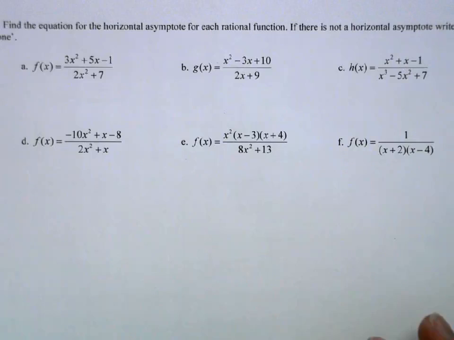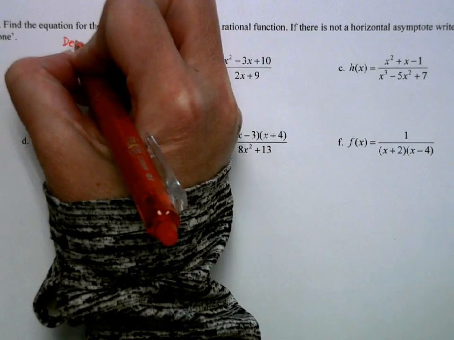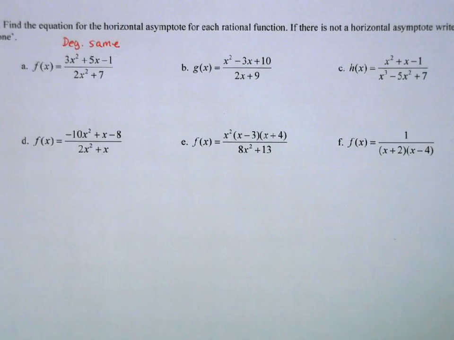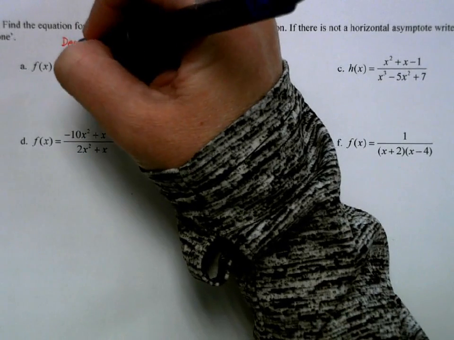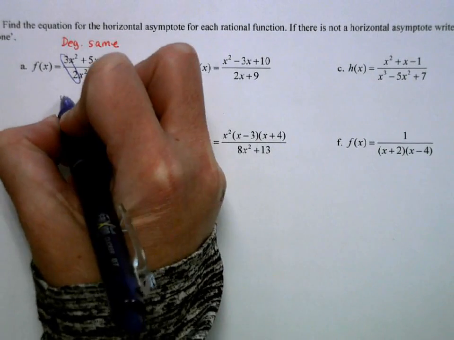Next, we get into rational functions. So the first thing we're going to look for is horizontal asymptotes, and that's going to be determined by the degree of the top and the bottom. In this first one, the degrees are the same. Okay, which means what's going to take over is the leading coefficients. Okay, so as we go to infinity, this graph is going to go to 3/2.